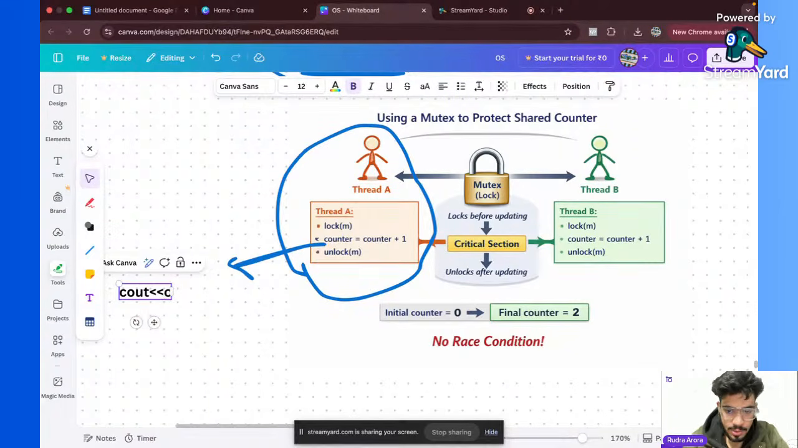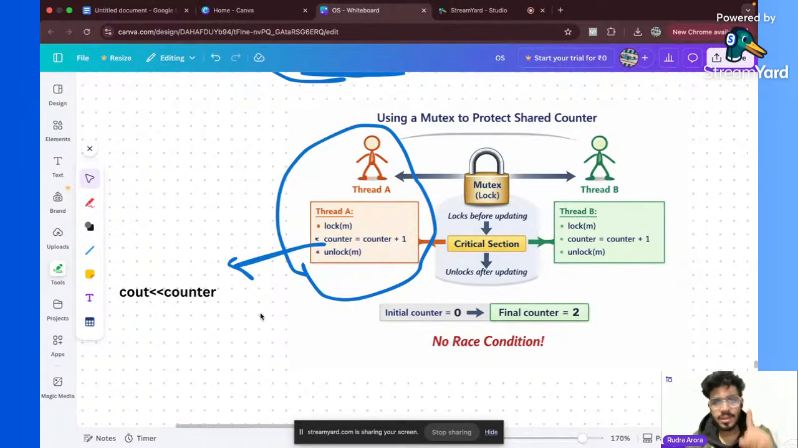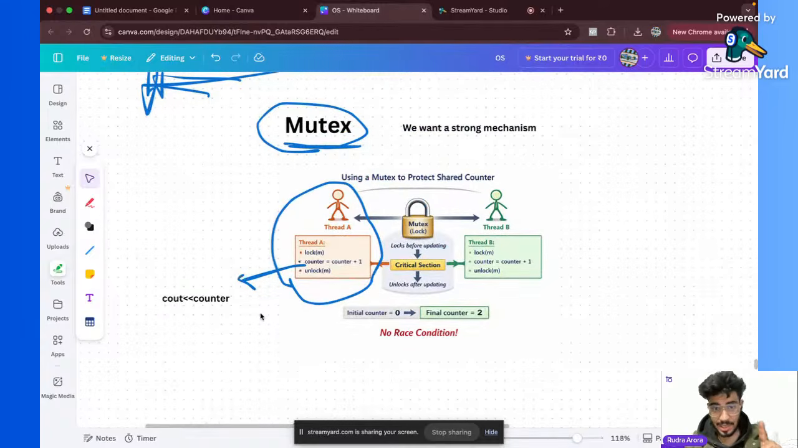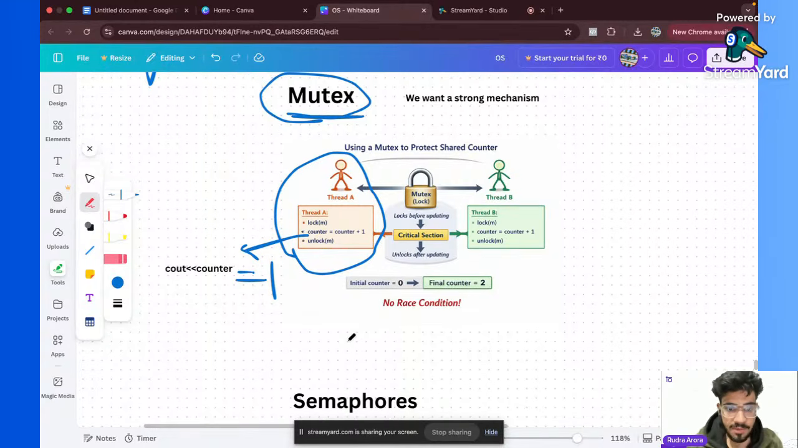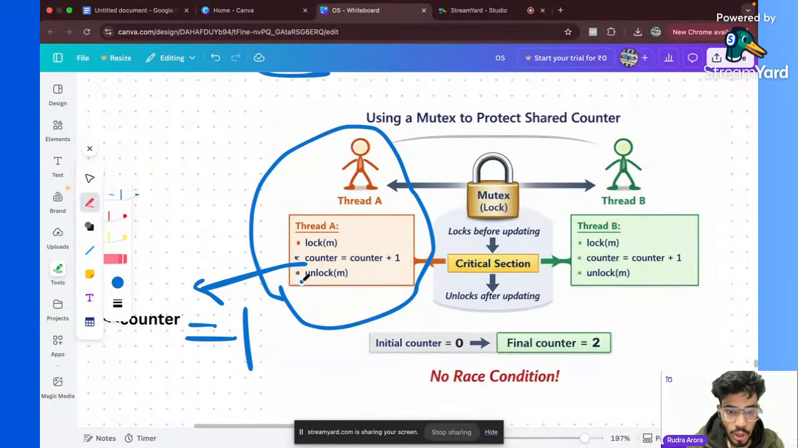Okay, counter. So what happens: thread A actually increases the counter. The initial value of counter was 0, and thread A achieves the value that it wanted, that is 1. After that, it unlocks M, meaning it frees that particular resource.